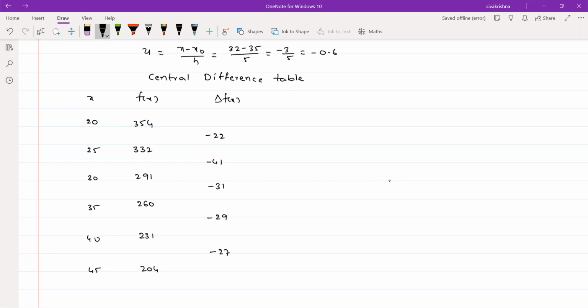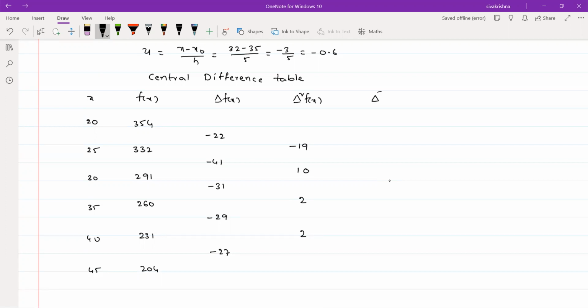Coming to the second differences, delta square f of x. Minus 41, minus of minus means plus, plus 22, gives minus 19. Next, minus 31 plus 41 gives 10. Minus 29 plus 31 gives 2. And minus 27 plus 29 also gives 2. So these are the second differences.